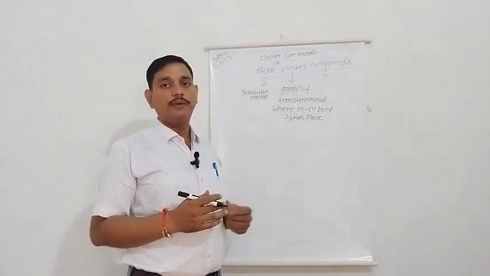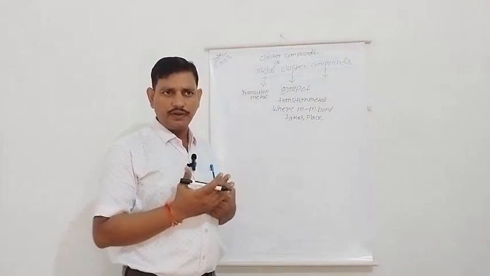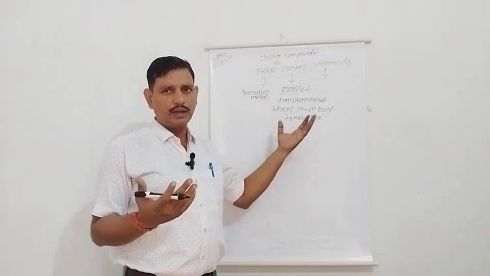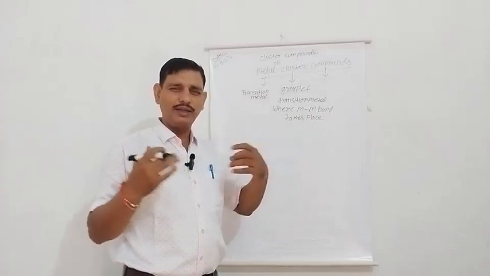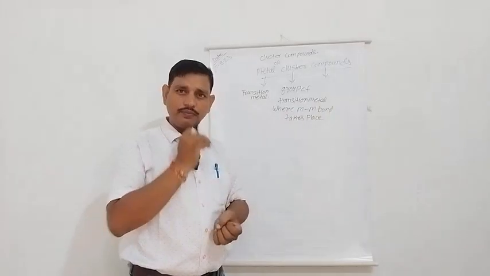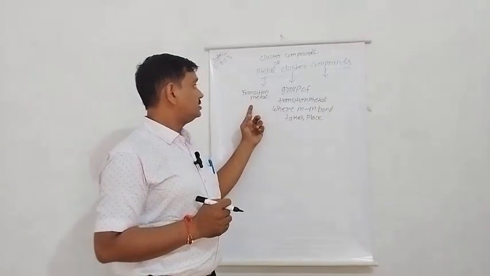And third one is your compound. You know very well that compound is made up of two or more than two ligands. Compound, either one ligand, two ligand, three ligand, four ligand, and so on. So this compound is formed by the ligands. This is your transition metal.